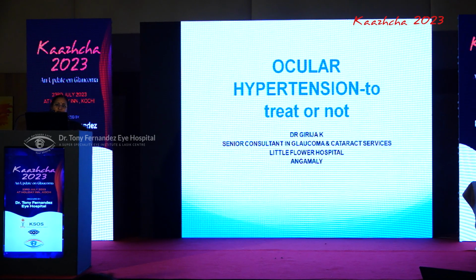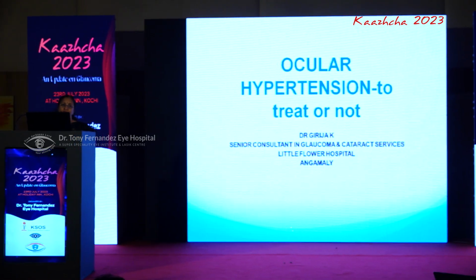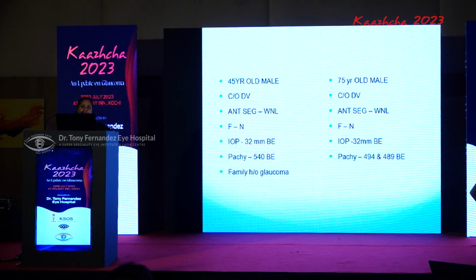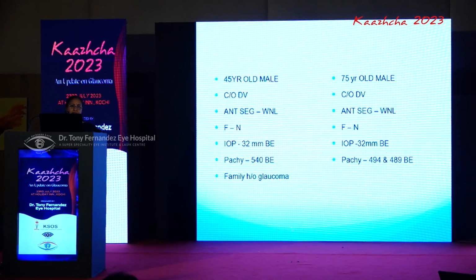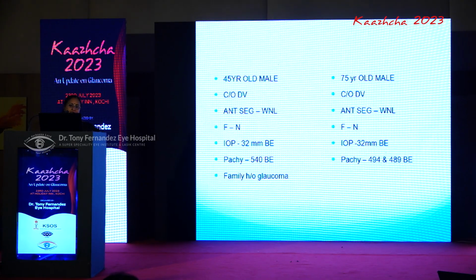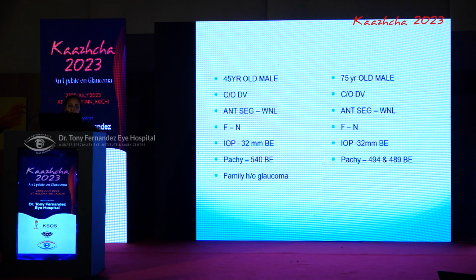So the topic given to me is ocular hypertension: to treat or not. One of the very common dilemmas that all clinical ophthalmologists face when we sit in the OP. A patient comes, either a younger patient or an old patient, with all the other parameters being normal except the intraocular pressure, being outside the normal limits, either in the lower range or in the higher range. So you get confused as to whether to start treatment or not.